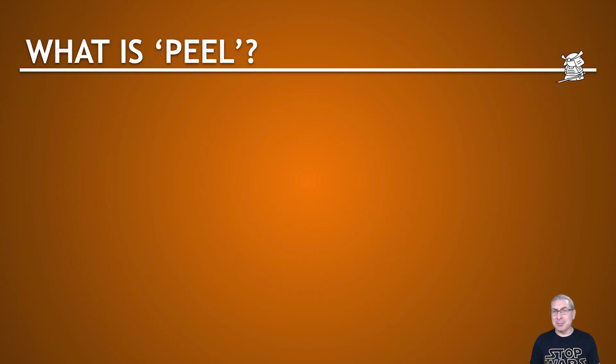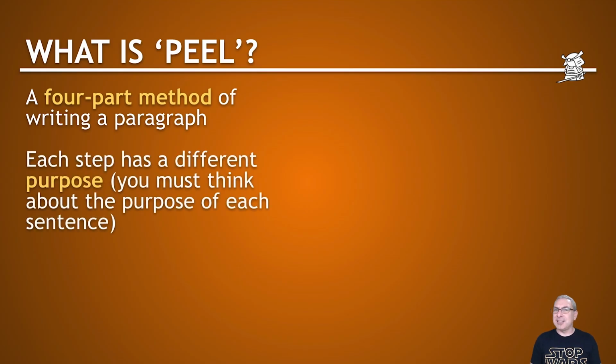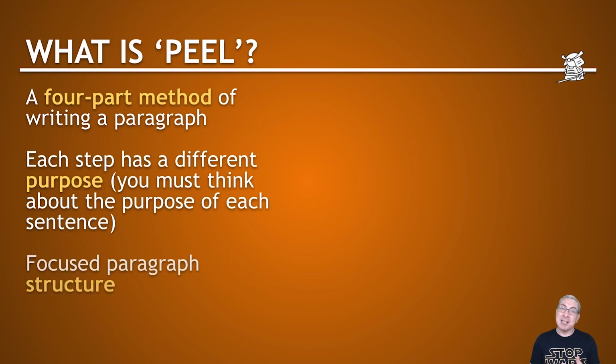What is PEEL? You might hear TEAL, but we're using a P instead of T. Basically, it's a four-part method for writing a paragraph. Doesn't mean the paragraph necessarily has 4 sentences, but there are 4 parts to it. Each step has a different purpose, and it requires you to think about the purpose of each of those steps. By doing that, your paragraph structure becomes much more focused, it flows much more nicely, and it's a lot easier to read.